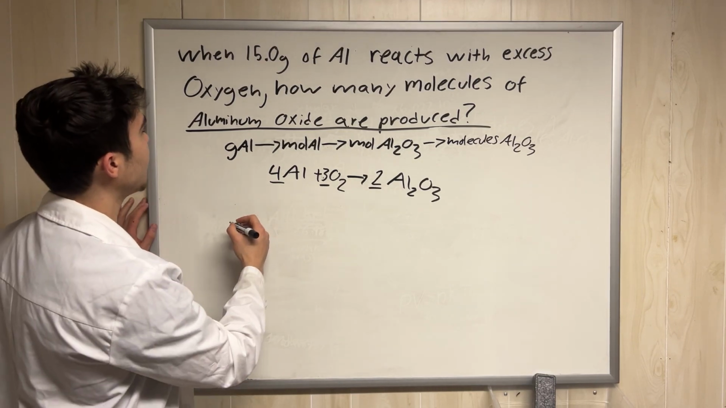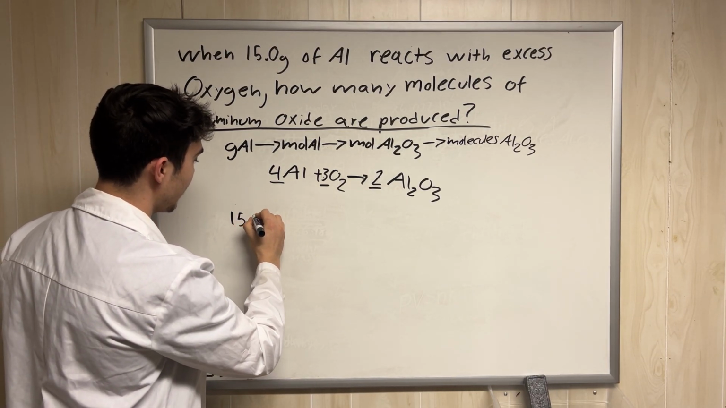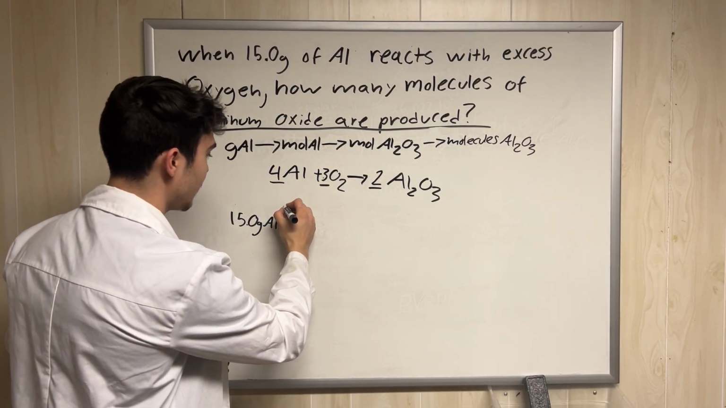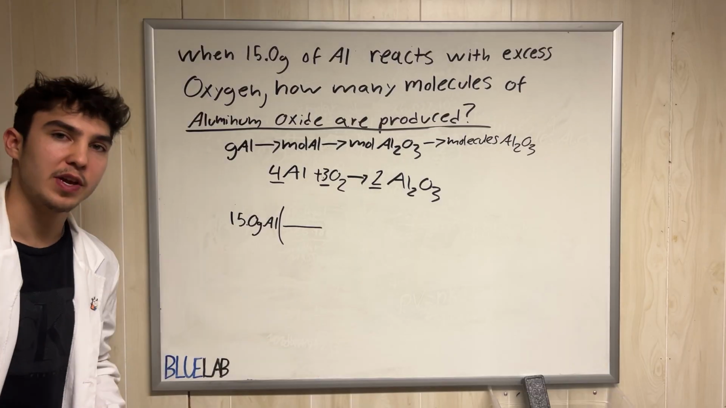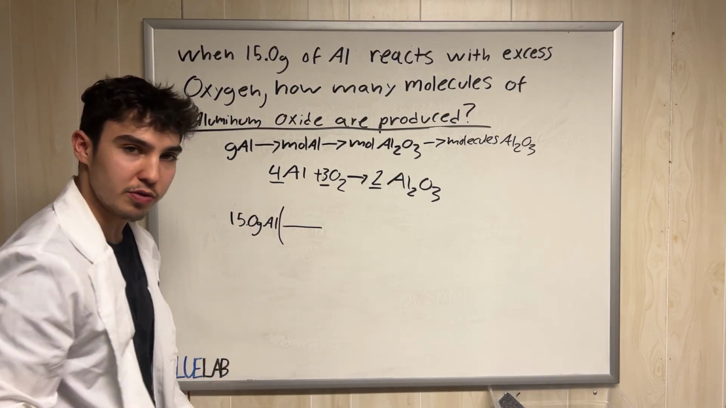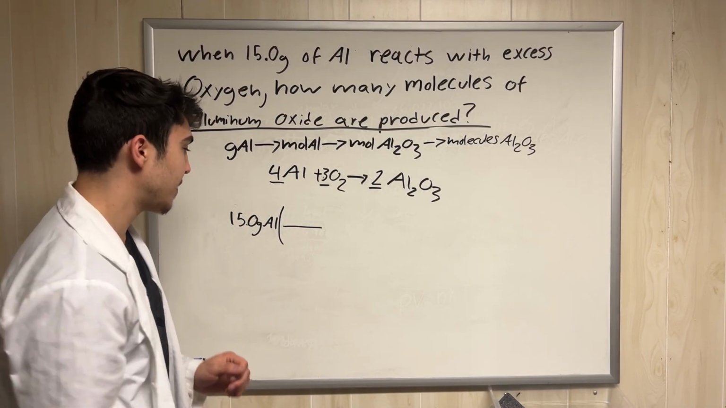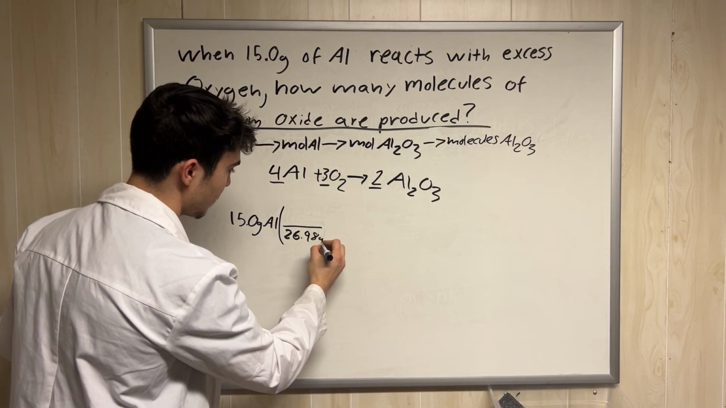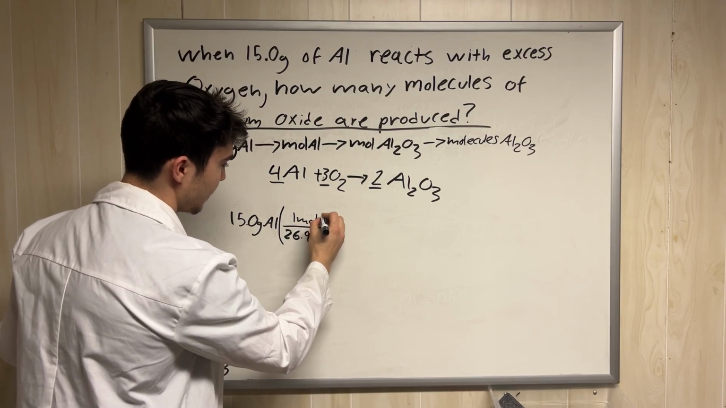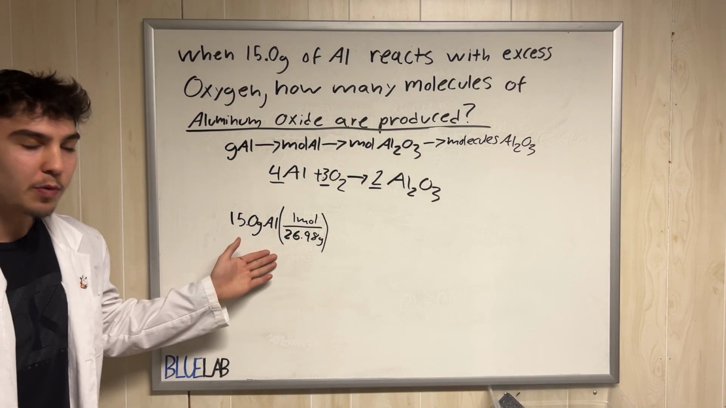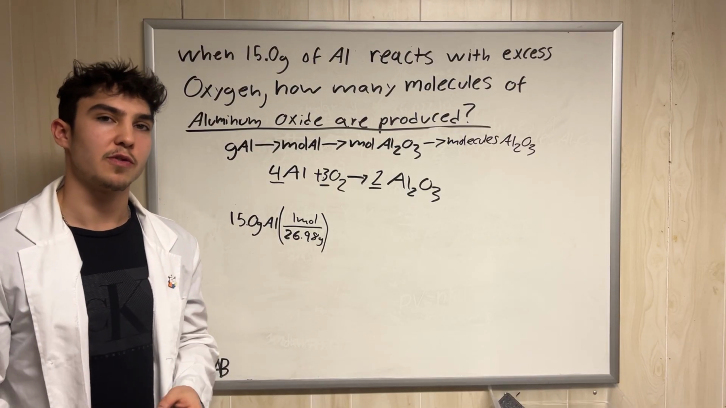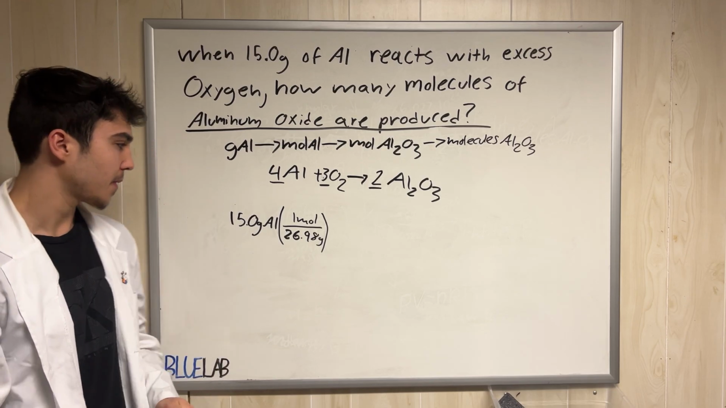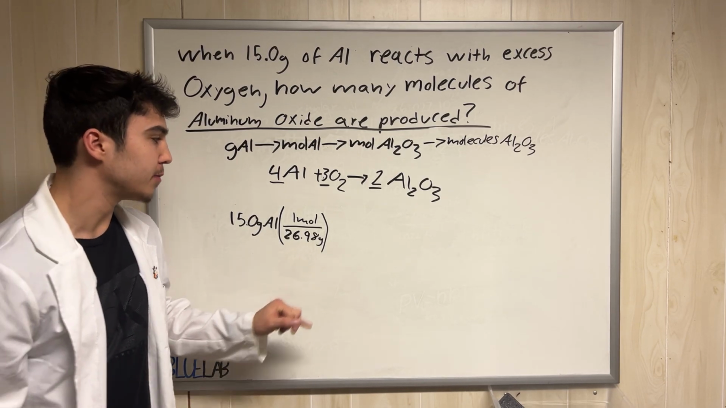Let's start with our grams of Al, 15.0 grams of aluminum. Now we know by looking at our mole map, to convert from grams to its moles, we're going to have to divide it by its molar mass. Now we know that this arithmetic is going to give us our moles of aluminum. So instead of solving for each individual part, I'm going to write this all in one big equation. So now we've converted from grams to moles.